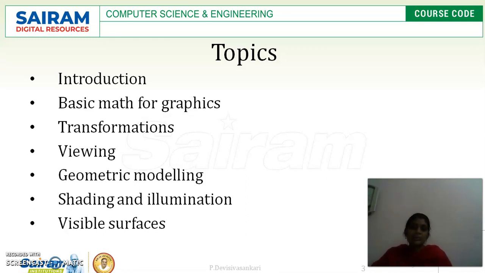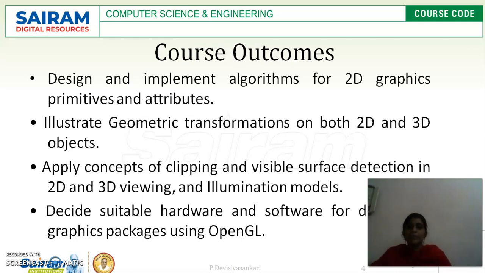The next topic is the basic mathematical part of computer graphics. Next, the transformations of two-dimensional as well as three-dimensional objects. Afterwards, the viewing part. Next, the geometric modeling part, and shading and illumination of the different images and objects, two-dimensional and three-dimensional. And finally, the visible surface algorithms, visible surface detection. These are the main topics which will be covered by all the 5 different modules. And finally, the course outcome.